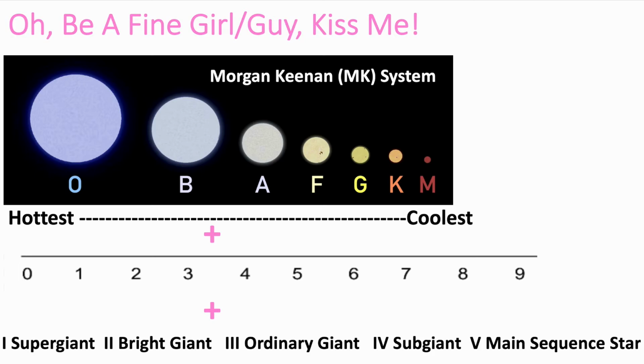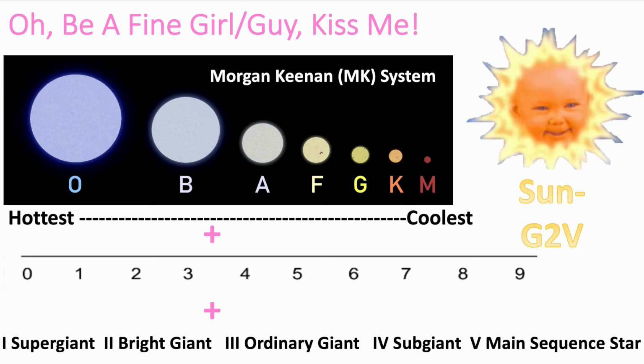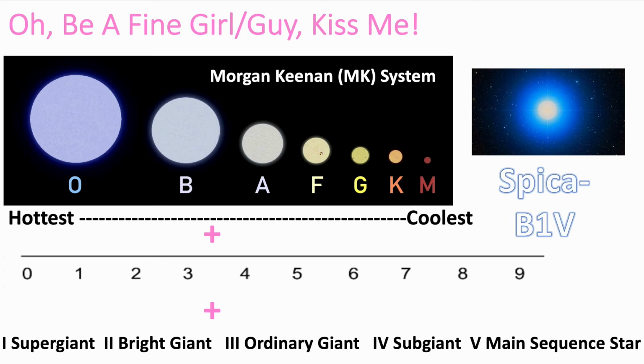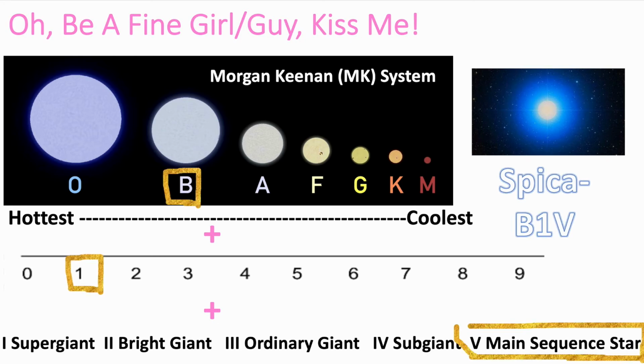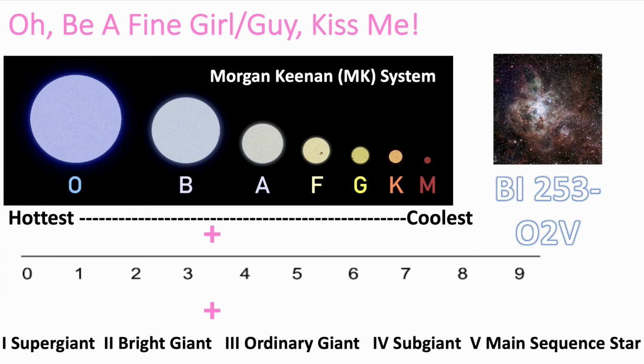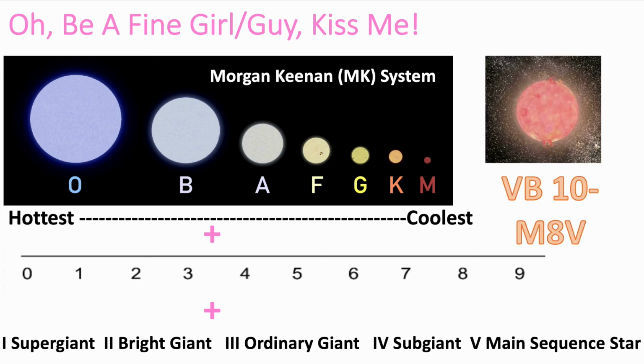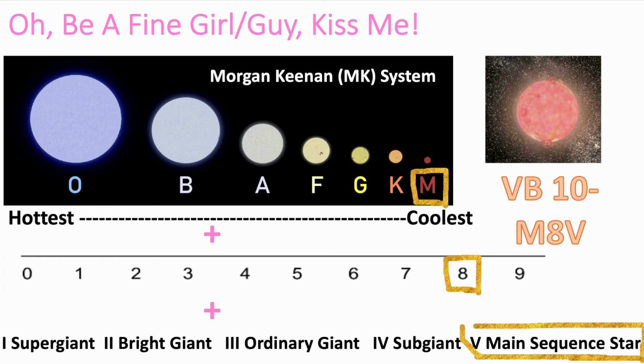Now let's look at some examples. Our Sun is a G2 star. Spica, the scorching hot star we mentioned earlier, is a B1 star. Bi253, an O2 star, located in the Large Magellanic Cloud, is the primary standard of the O2 type. It is one of the most massive and most luminous stars ever known. On the other end of the spectrum, VB10, one of the coolest, least massive, and least luminous known star, is a primary standard for the M8 spectral class.